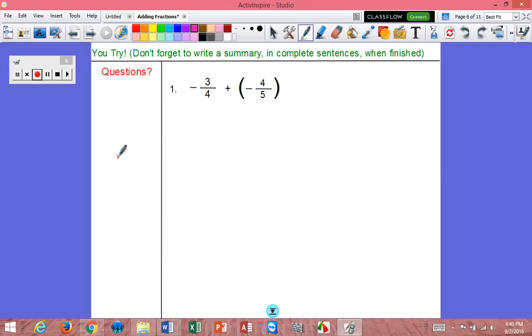Alright, now it is time for you to try. So I want you to solve negative 3/4 plus negative 4/5. Don't forget to use your steps and use your integer rules. Make sure you have everything written down, and I will see you next class day.